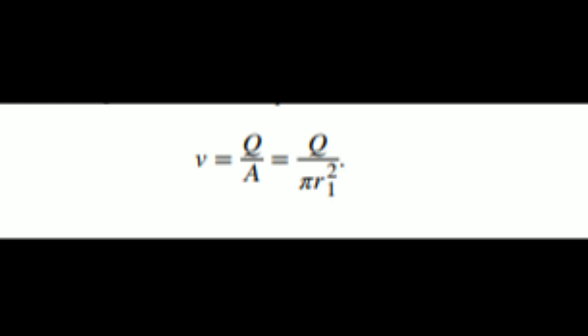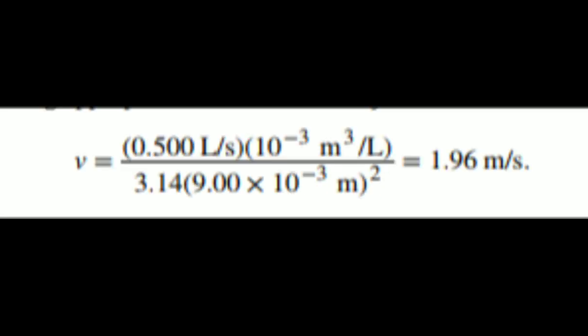So substituting values and using appropriate unit conversions yields V equals 0.500 liter per second multiplied by 10 to the power of negative 3 meter cubed per liter, divided by 3.14 times (9.00 times 10 to the negative 3 meter) squared. So after we multiply the denominator and the numerator, we will divide it and we will come up to the answer 1.96 meter per second.